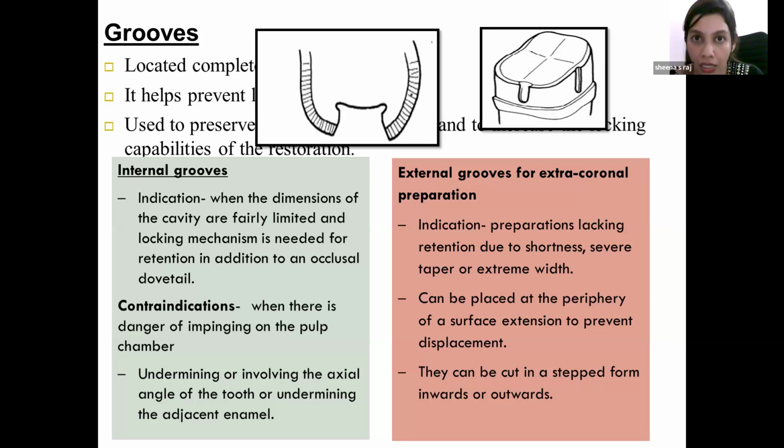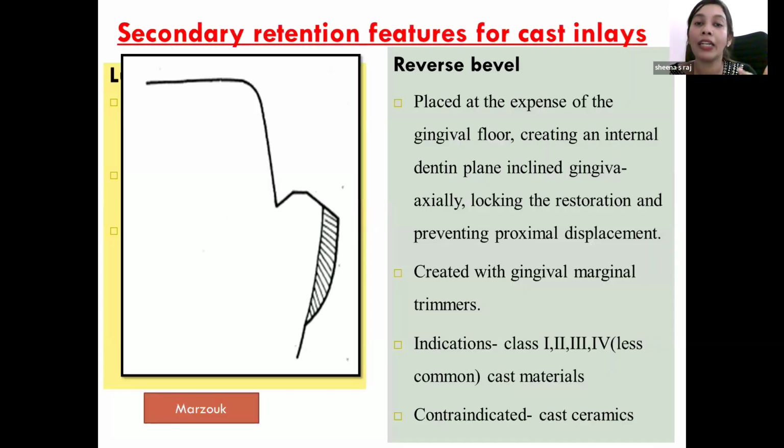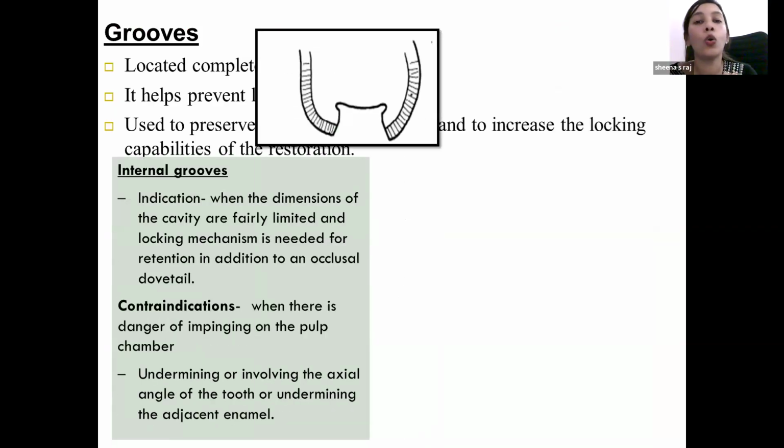While in the case of an external groove, as you can see in the image, it is placed outside the tooth, in the periphery of the tooth. So that is the fourth one. Luting we studied first. Second, we studied the reverse bevel. Grooves, two types: internal groove and external groove.